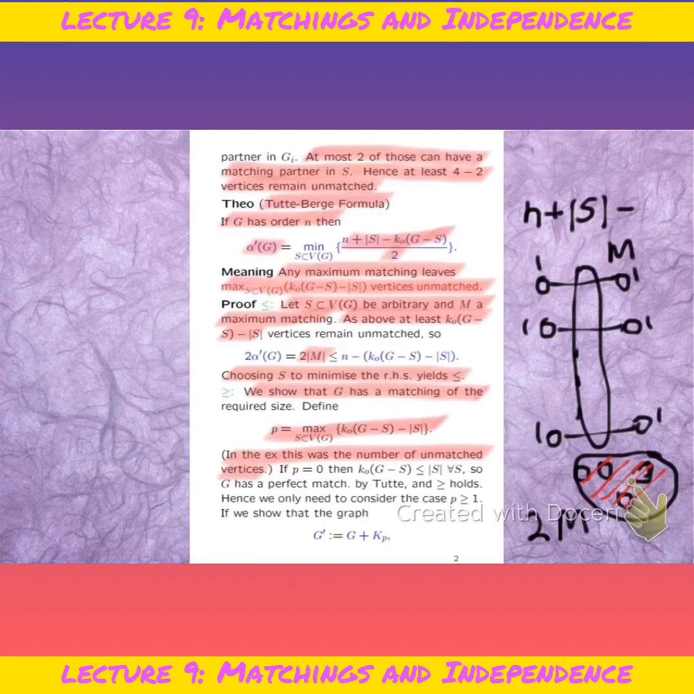Now this value p is the largest value that I choose. Now if p is 0, then that value there can be 0, which means that the number of odd components of G minus S is equal to the number of vertices in S. P is the largest value this thing can take on, and if this takes on a negative value, it means that the cardinality of S is bigger than or equal to the number of odd components of G minus S. And if that value takes on zero, then the cardinality of S is equal to the number of odd components of G minus S.